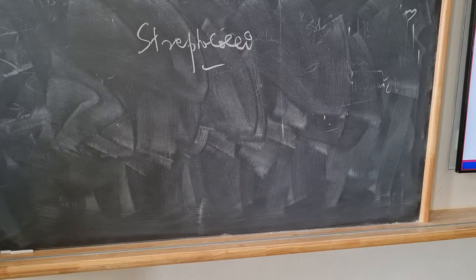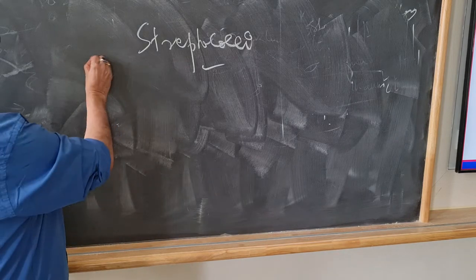Lancet-shaped. All pneumococci, gonococci, meningococci are diplococci. They are in pairs. Lancet-shaped is pneumococci. Plano-convex, half-moon-shaped is meningococci. Kidney-shaped is gonococci. Now, streptococci is classified depending on the antigen present in the cell wall.